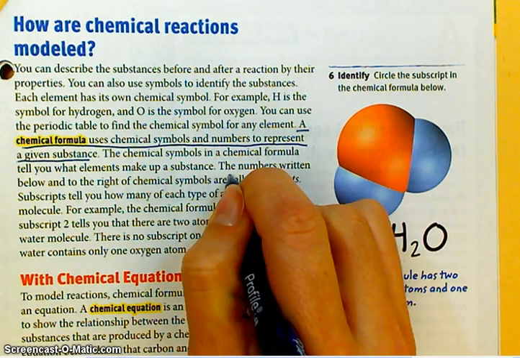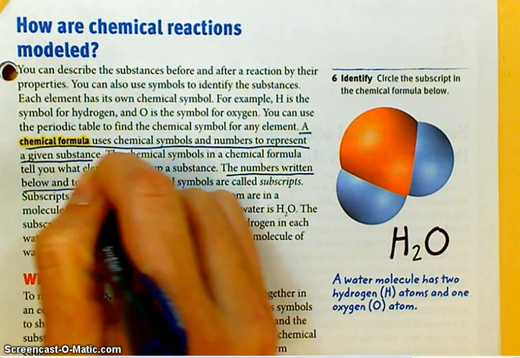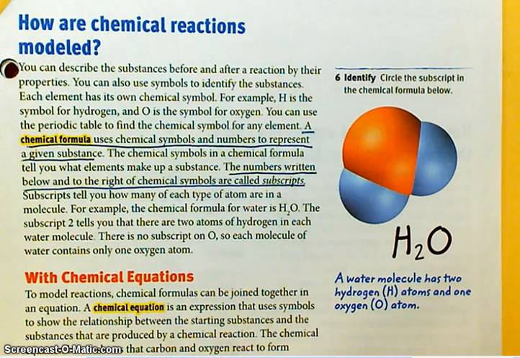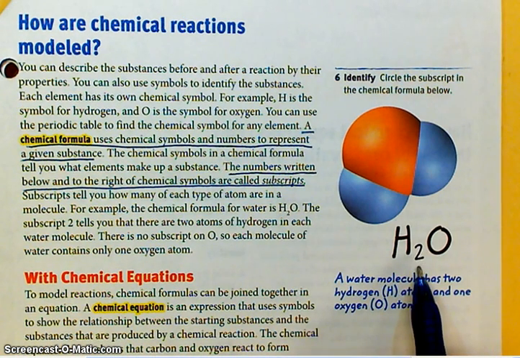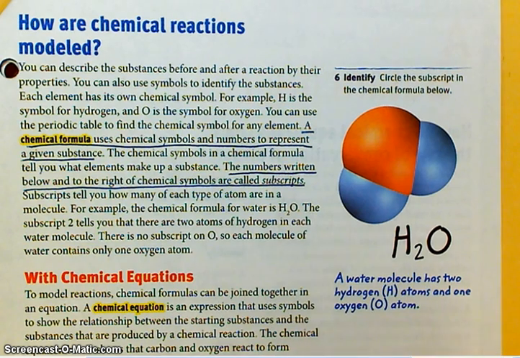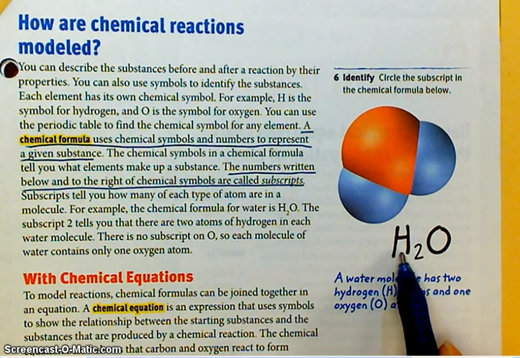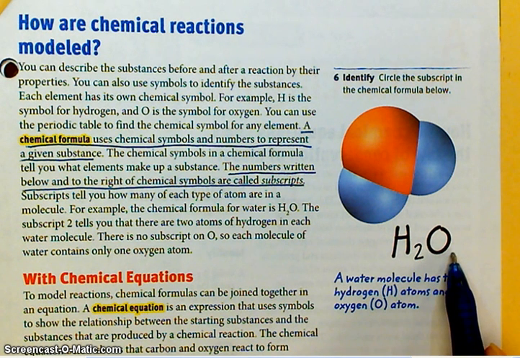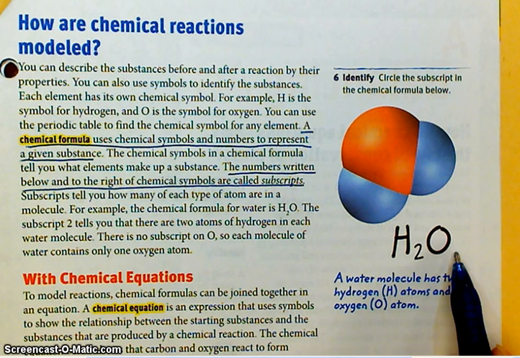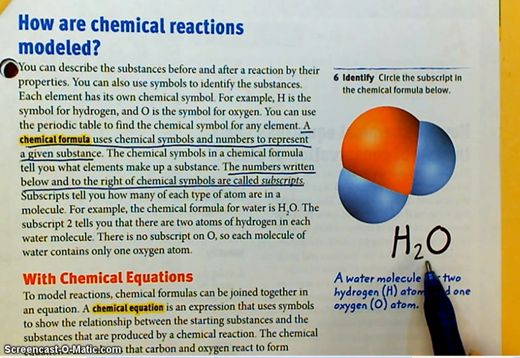Okay. The numbers that are written below and to the right of the chemical symbols are called subscripts. And the subscripts tell you how many of that particular element there are. So the subscript on the H is 2. That tells you there's 2 hydrogens. There's actually no subscript written over here for oxygen. That doesn't mean that oxygen has no subscript. It just means that the subscript is understood to be 1 if it's not written. So we have 1 oxygen and 2 hydrogens. Okay.